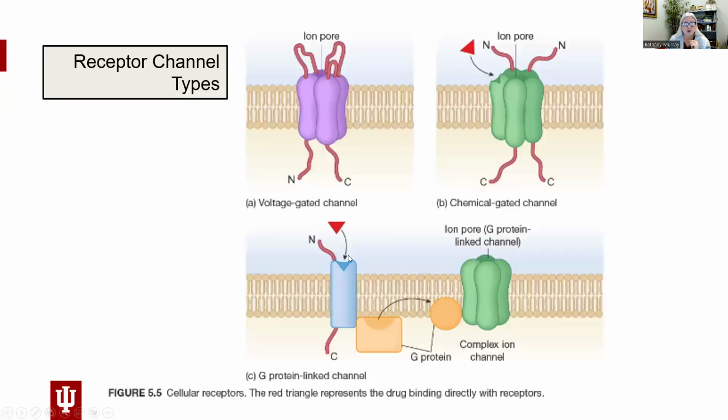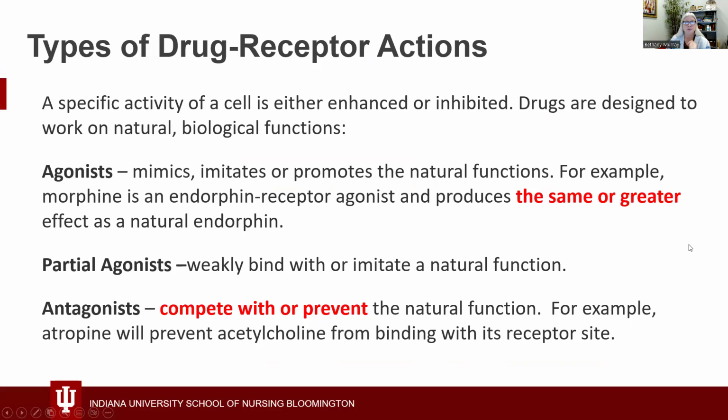Okay, so this illustration shows you 4. These top 2 are what I was just talking about. So a voltage-gated channel using sodium, potassium, calcium to basically open up a pathway into a cell. And then chemical-gated channel, where you use chemical neurotransmitters in the body to open up a passage into the cell. And then here at the bottom, we have a G protein link channel and a complex ion channel, but we're not gonna go that deep into this concept. I think if we can just grasp these 2, this is pretty good for this semester.